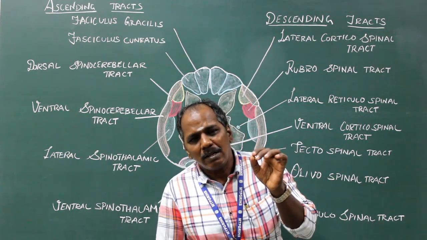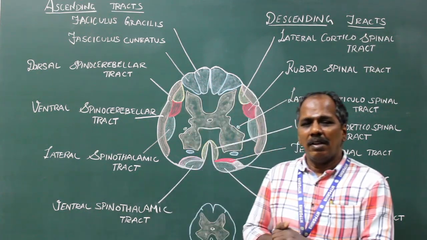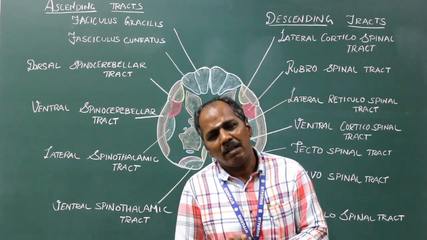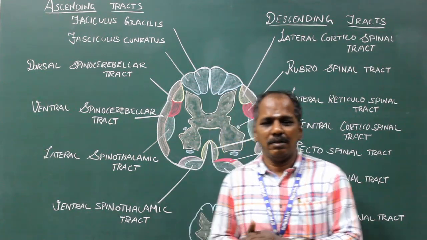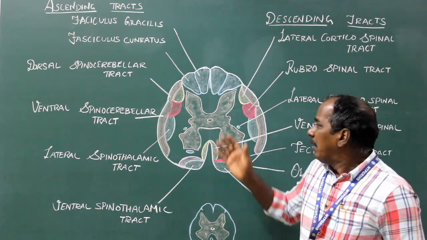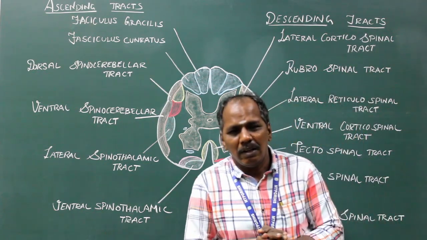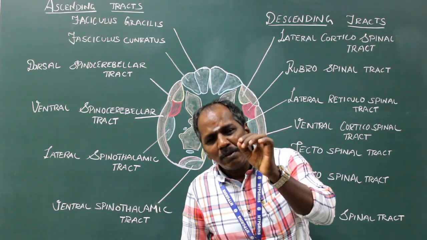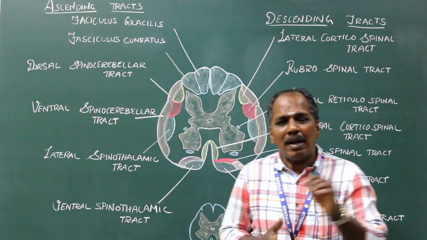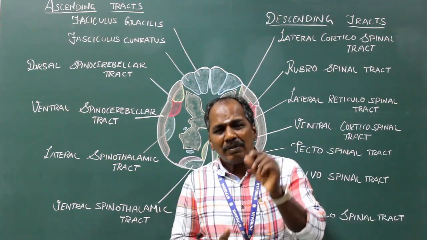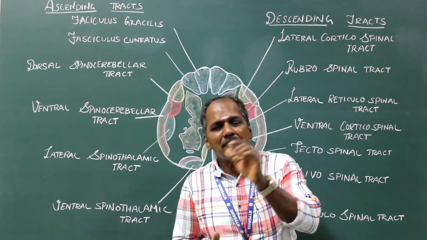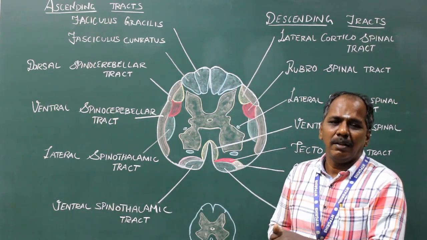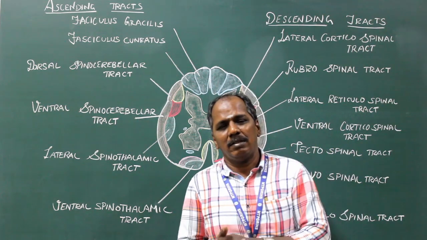Some of the tracts are termed as fasciculi, that is bundles, or lemnisci, that is ribbons. The tracts are named after the names of two masses of grey matter connected by them. The first term represents the origin and the second term the termination of the tract.